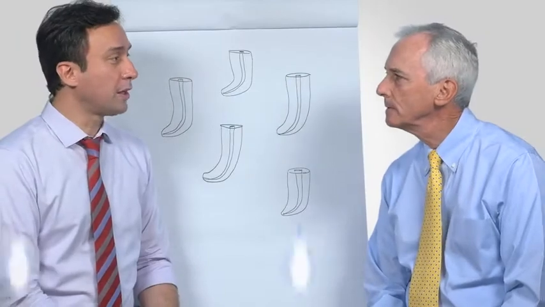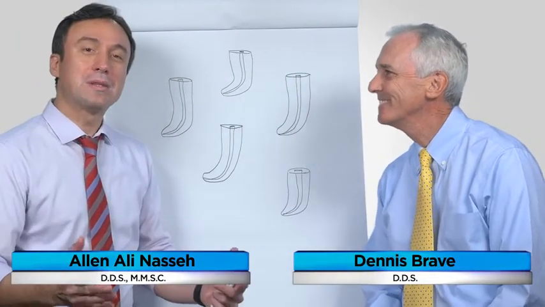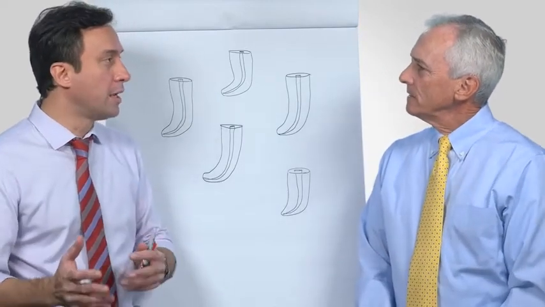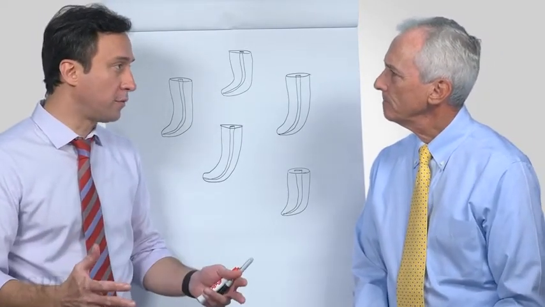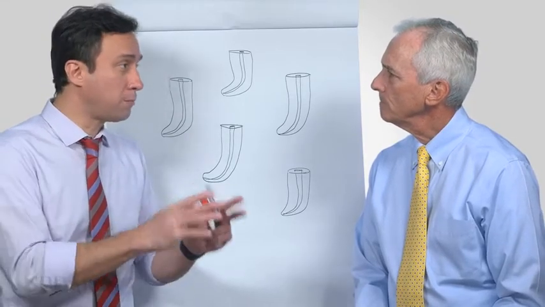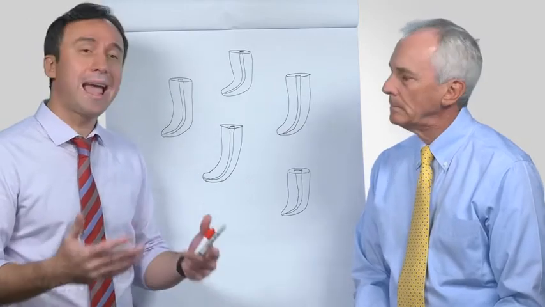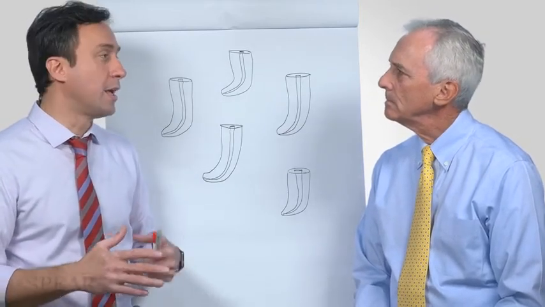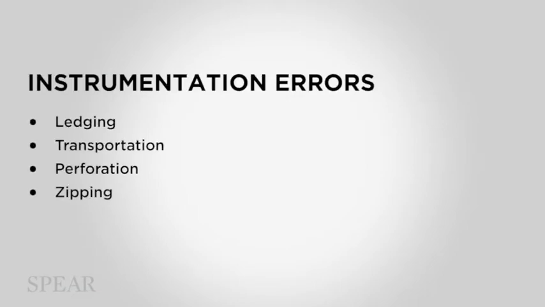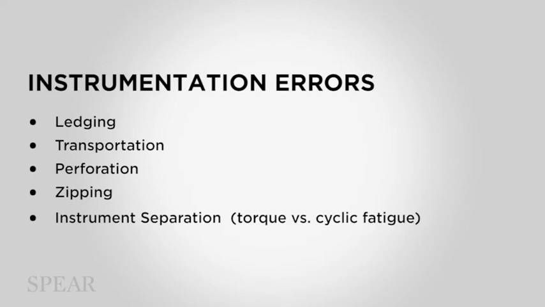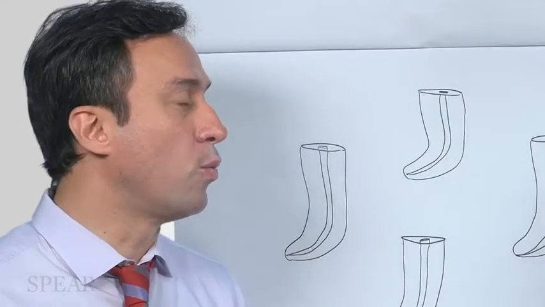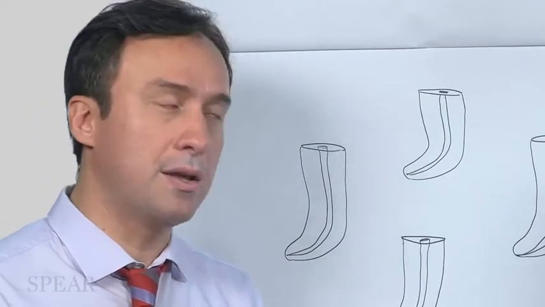Well, Dennis, with all good things come the bad as well, right? All instrumentation protocols, systems, files, whether they're hand or rotary, if used properly, will give you beautiful results. You can expect really high success rates. But if you don't use them right, in the right place, in the right situation, you can have errors generated that could range anywhere from ledging, transportation, perforation, zipping, and then the worst of all, instrument separation, which leaves a little souvenir inside the root canal. So let's talk about some of these and talk about some of the ways you can hopefully reduce their incidence.